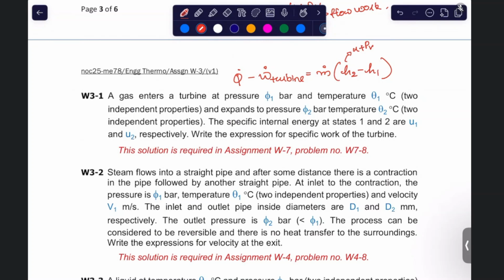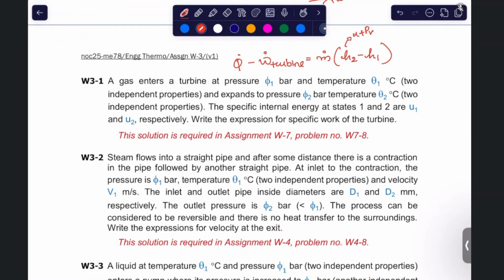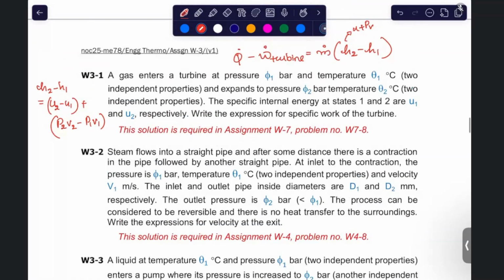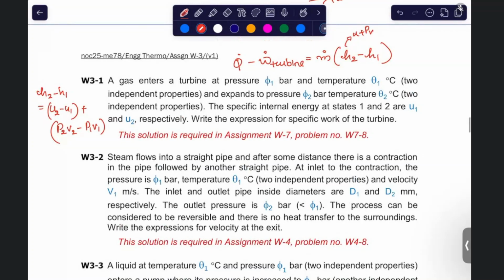Okay. Now, the enthalpy difference we have to calculate, H2 minus H1. So H2 minus H1 is going to be U2 minus U1 plus P2 V2 minus P1 V1. Right. Okay. In most turbine processes, we are not considering heat transfer, so it can be taken as 0 also. Then it will be W turbine equal to m dot times (H2 minus H1). Okay.